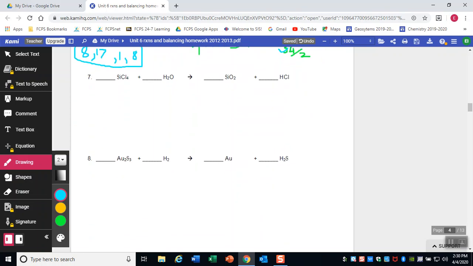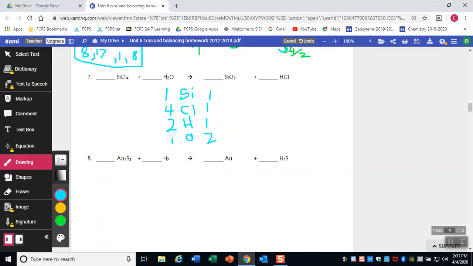All right, so number 7, make a list of the elements: silicon, chlorine, hydrogen, and oxygen. Count: 1, 1, 4, I'll just go down the list. I'll do the left and right. I think that's better. 2 hydrogens and then 1 oxygen. And over here, 1 silicon, 2 oxygens, 1 hydrogen, and 1 chlorine.